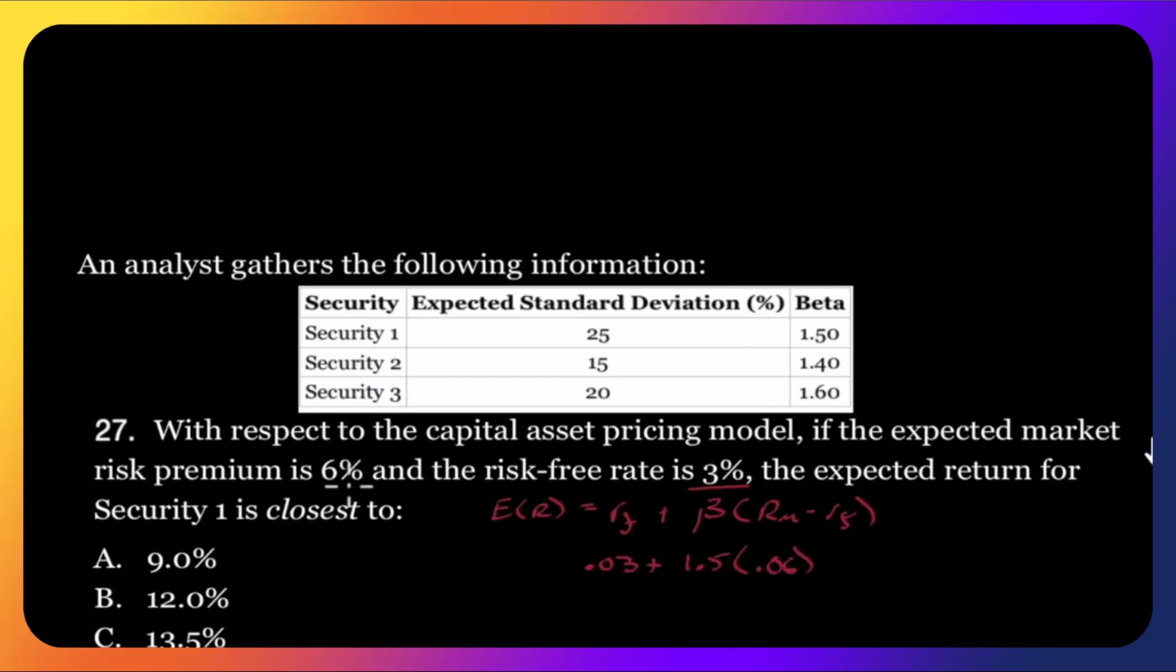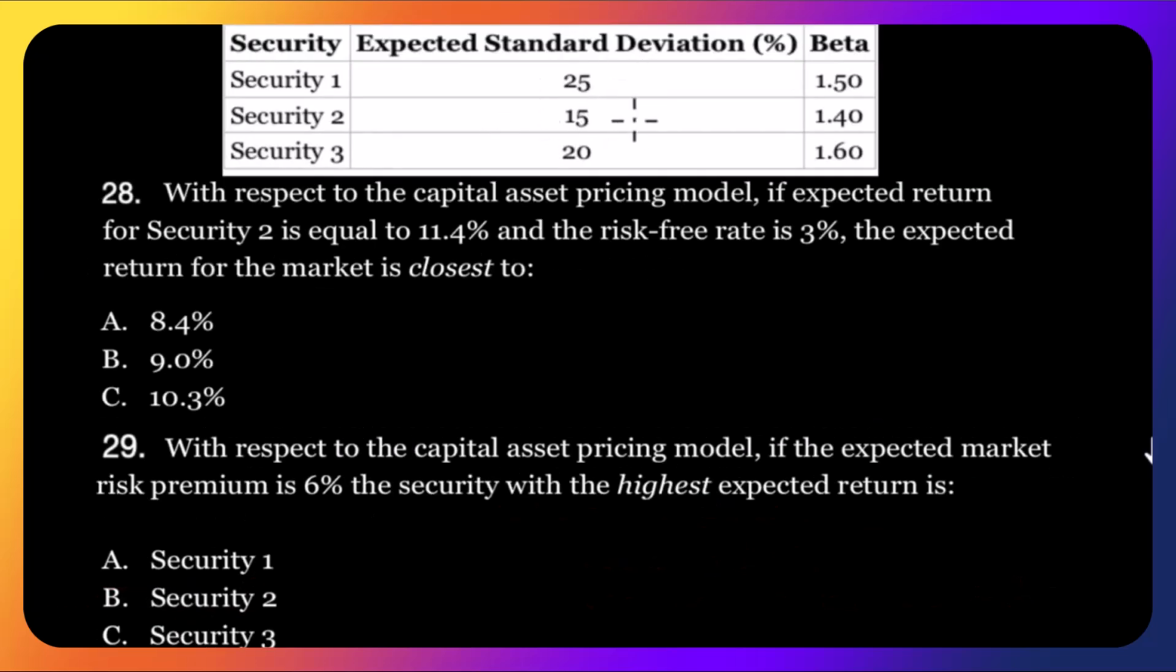We're told the risk premium is 6%, not that the return on the market is. Remember, the excess return is the market risk premium, right? So what's that going to give us? That's going to give us 0.03 plus 1.5 times 0.06 is 0.09, 0.12, or 12%. Do we have that anywhere? 12%. We have the same information above here.